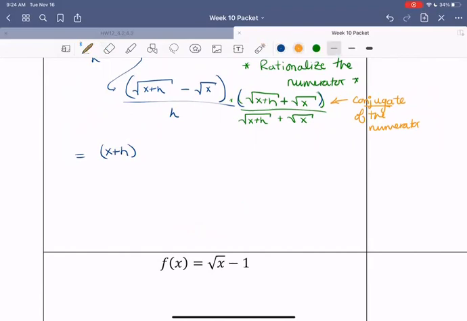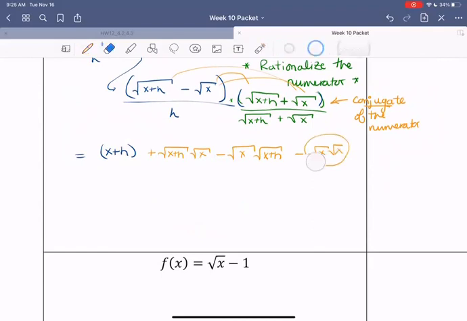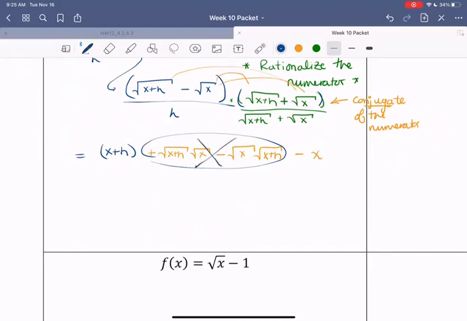So what's next? The outside terms are going to be plus root x plus h times root x. Inside terms are subtraction now, so minus root x times root x plus h. And then our last terms are negative root x times root x, which would just become x. So instead of the square root of x squared, that would cancel out to just give me my x term. So notice these inside terms here, I have a plus root x plus h root x minus root x plus h root x. So those two terms cancel.